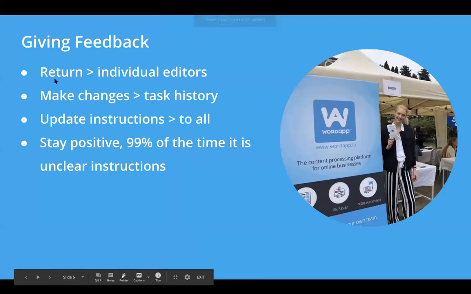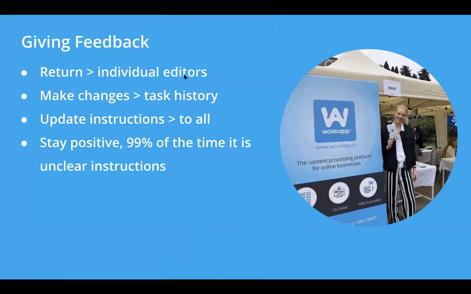Back to the presentation. As I said already, giving feedback, we can return it to individual editors, and we can also make changes ourselves. When we make changes ourselves in the text, all of that is stored, and the writer and editor who worked on the task, they will be able to see it in their task history. But the best thing to do is, if you rewrite the text based on small changes, that you also update the instructions to make sure that everyone will be able to see it and can improve the text with new text coming in. So back to WordApp again, where I can show you how this works.